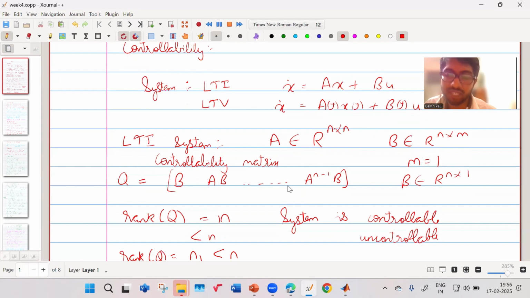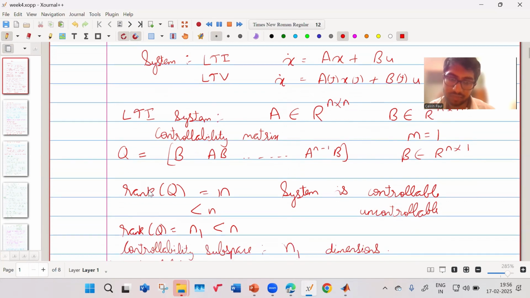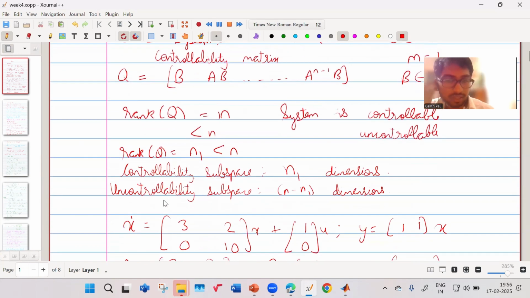I'll just give a brief recap. For an LTI system, if you want to find controllability, you use the controllability matrix. You find its rank. There is something known as the controllability subspace, which depends on the rank of the controllability matrix. The rest of the dimensions are uncontrollable.